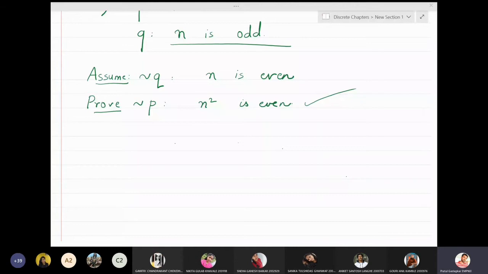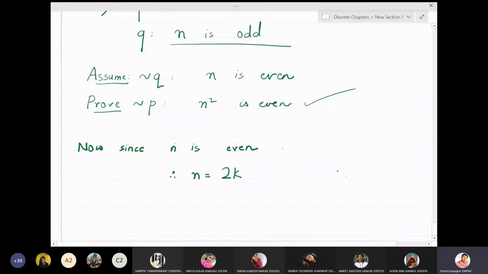So now, since n is even, we can say that n is equal to what? n is of the form 2k, where k is an integer, right?